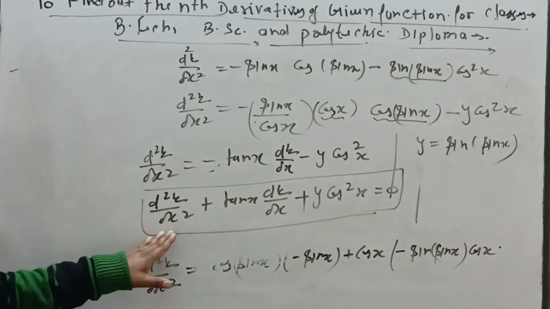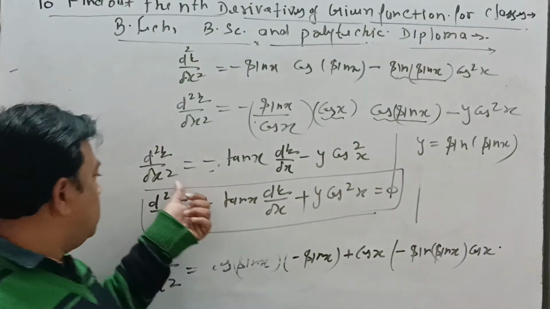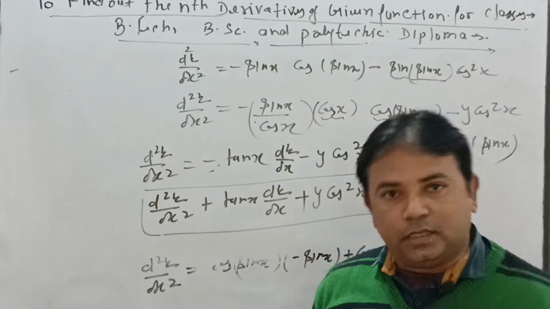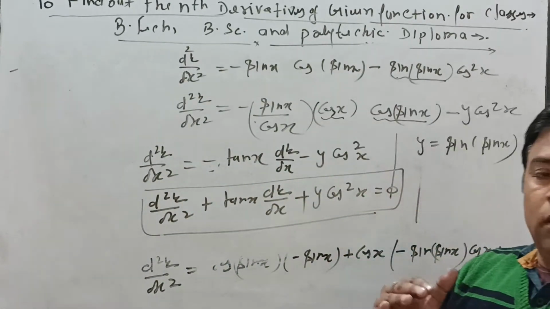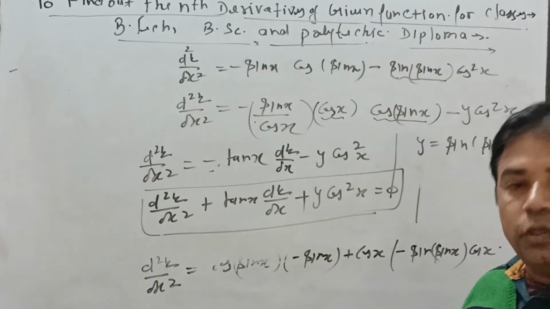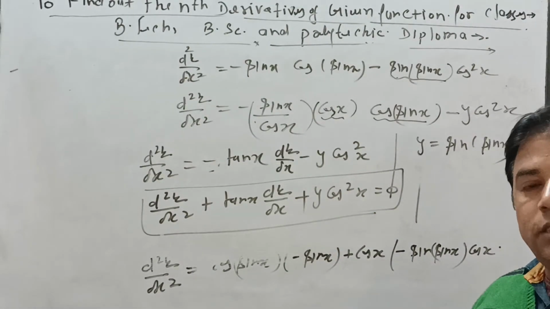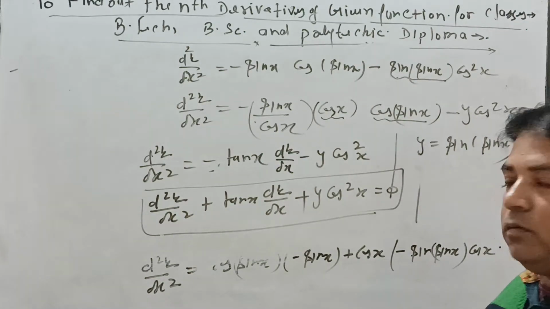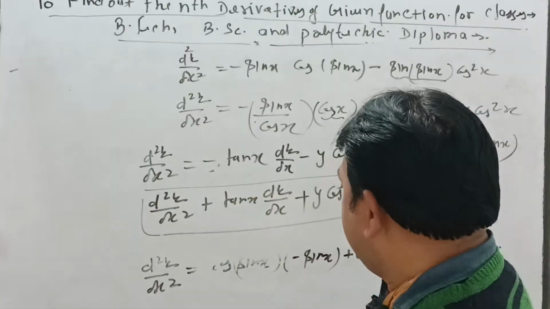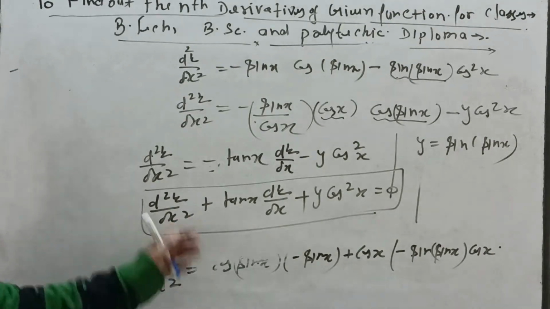Do you all understand? If you have any doubt, write it in the comment box. This d2y over dx2 is also called successive differentiation. When you differentiate any function more than one time, the differentiation is called successive differentiation. Similarly, we find the nth derivative of given functions. If you have any doubt, write in my comment box, and your problem will be sorted out very soon. Please make a note.